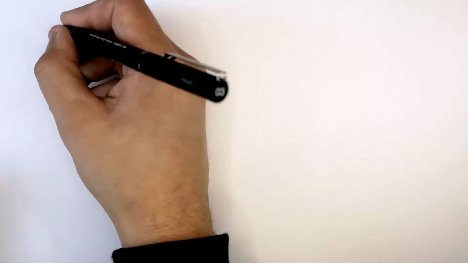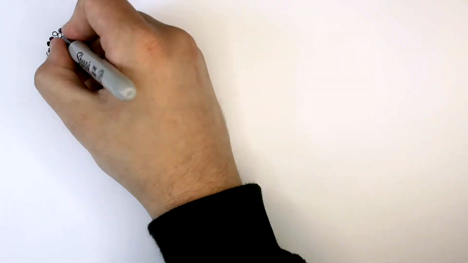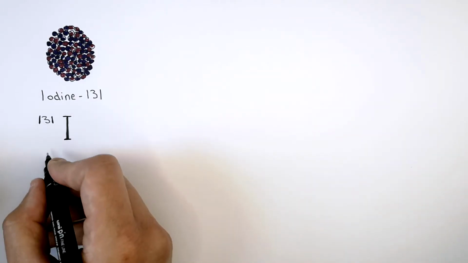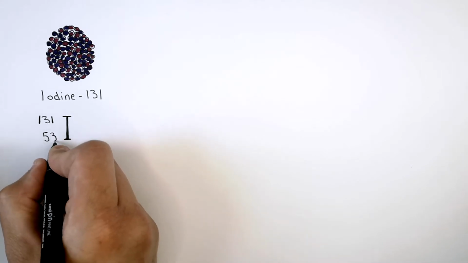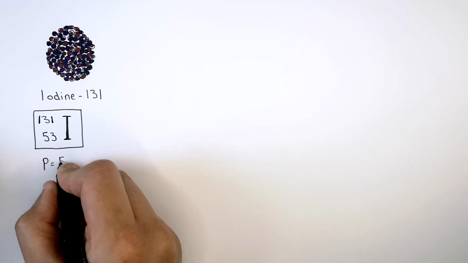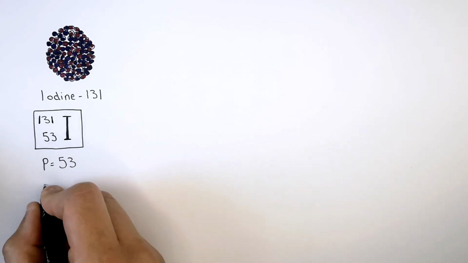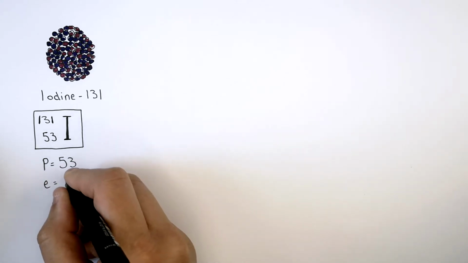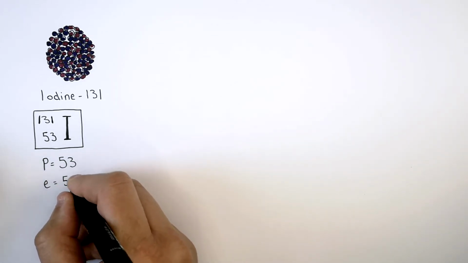I'm now drawing the nucleus of an iodine-131 atom, whereby the nucleus has a relative atomic mass of 131 and an atomic number of 53. The number of protons is the bottom number, the atomic number, which is 53. And if the number of protons is 53, that means the number of electrons in an uncharged atom is also going to be 53.